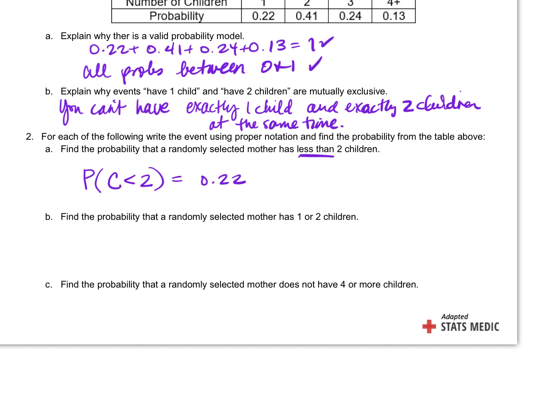Probability that a randomly selected mother has 1 or 2 children. We already said they're mutually exclusive, so there's no chance of it overlapping. So what would we do? We say probability that it's 1 or 2 children. So it'd be 0.22 plus 0.41, which gives me 0.63.